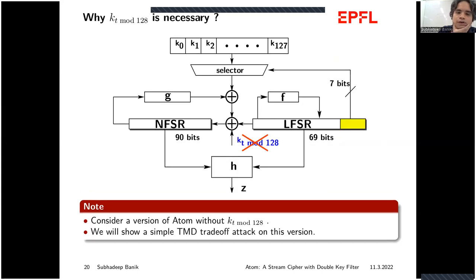So one may naturally ask why the second key filter, this K of T mod 128, is necessary. In order to show why this is necessary, we will consider a variant of Atom which does not employ this second filter. And we will show that this variant of Atom, which does not employ a second filter, will show a very simple TMD trade-off attack.